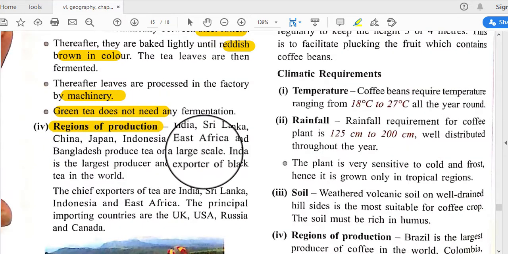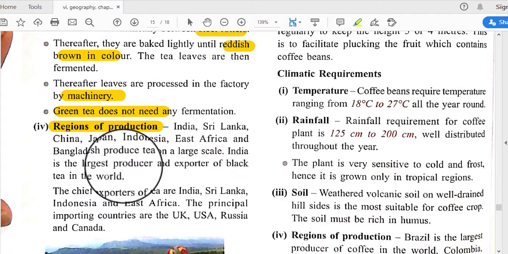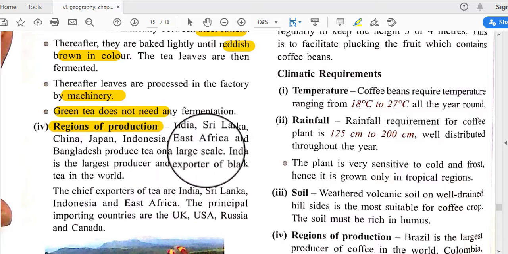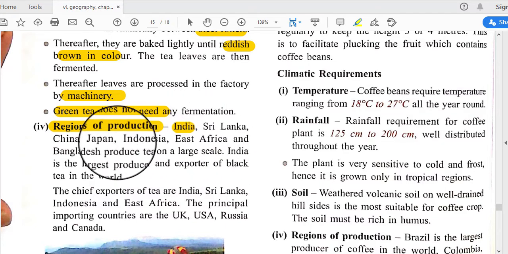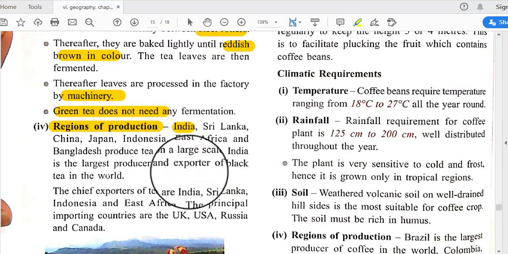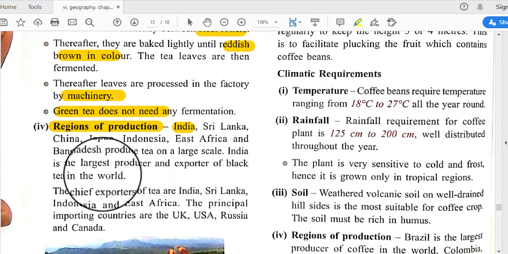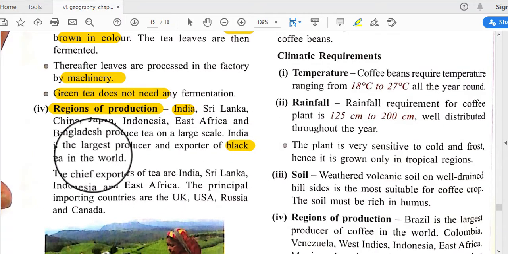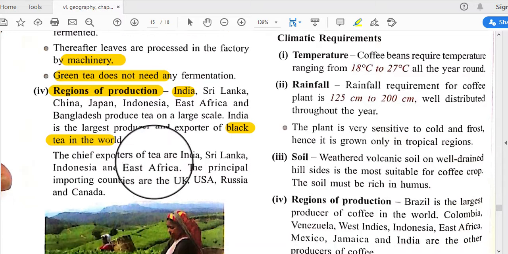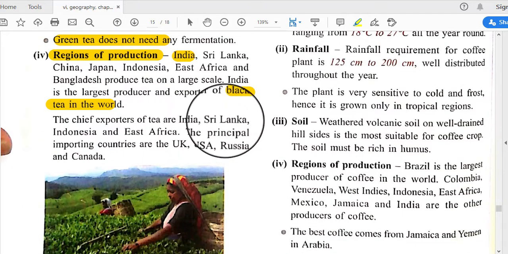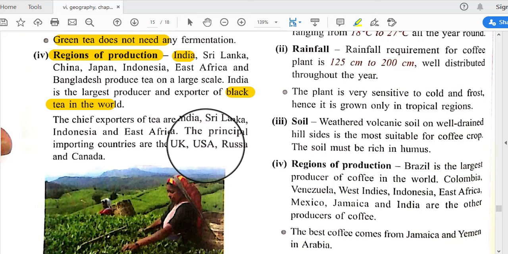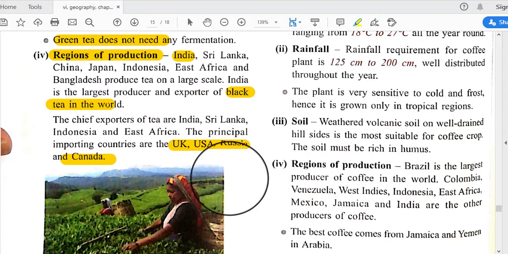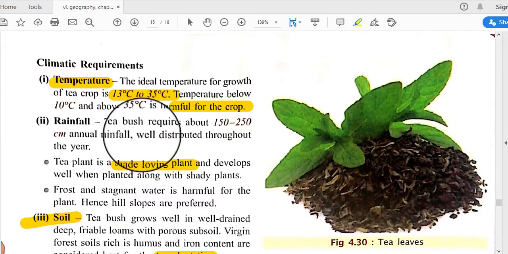Next is regions of production. India, Sri Lanka, China, Japan, Indonesia, East Africa and Bangladesh produce tea on a large scale. Basically in India, Sri Lanka and China tea cultivation is most popular, and India is the largest producer and exporter of black tea in the world. The chief exporters of tea are India, Sri Lanka, Indonesia and East Africa. The principal importing countries are the UK, USA, Russia and Canada. So these are the suitable climatic conditions.